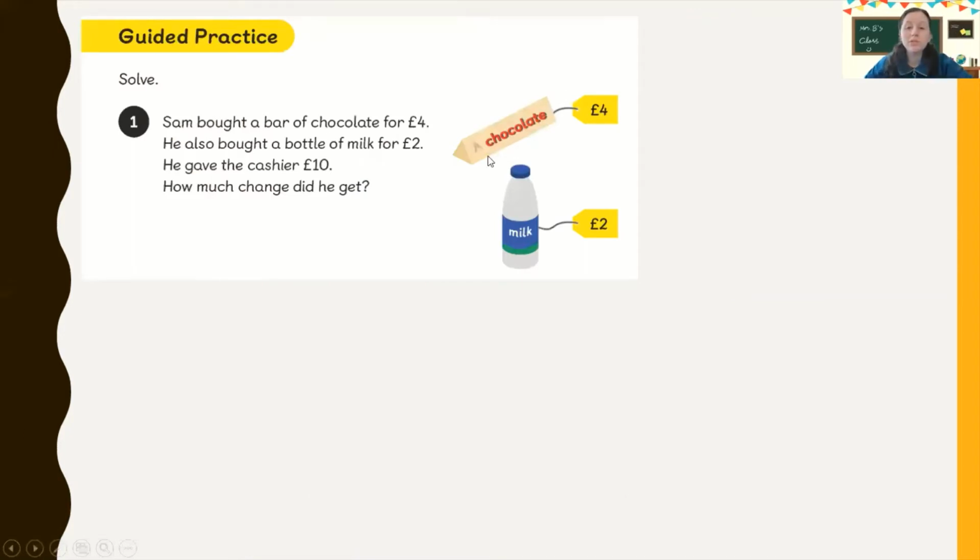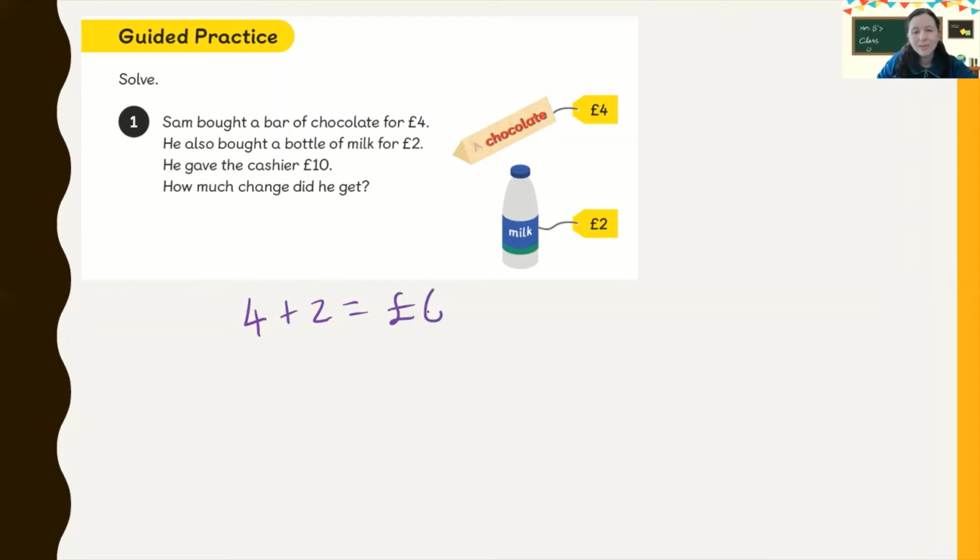Sam bought a bar of chocolate, definitely a Toblerone, for £4. He also bought a bottle of milk for £2. He gave the cashier £10. How much change did he get? What do we do first? We add up the things that he purchased. So that is a nice and easy 4 add 2, which equals how many pounds?